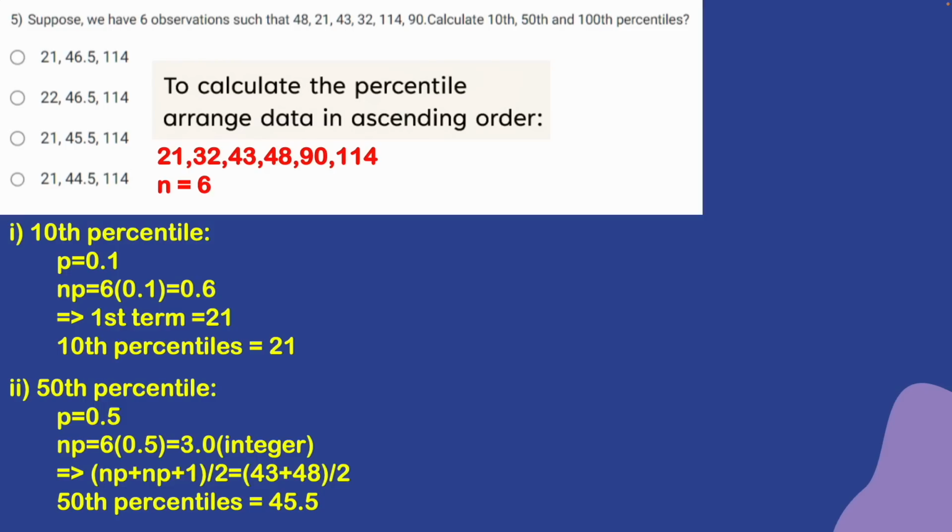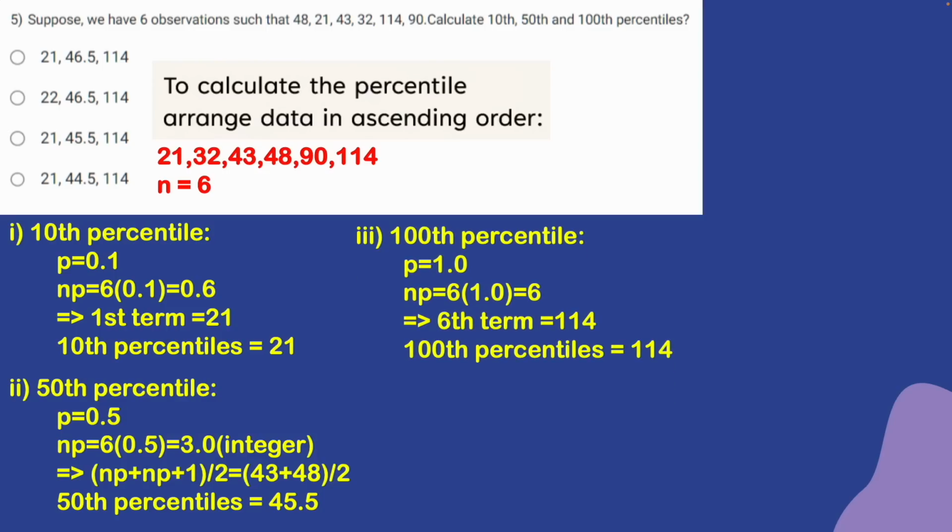is a whole integer. So for this we have to take the third term plus the next term divided by 2. That means you have to take that term plus the next term divided by 2, meaning you have to average the two consecutive terms. So the third term is 43, and then the next term is 48. So 43 plus 48 divided by 2 gives us the answer 45.5.